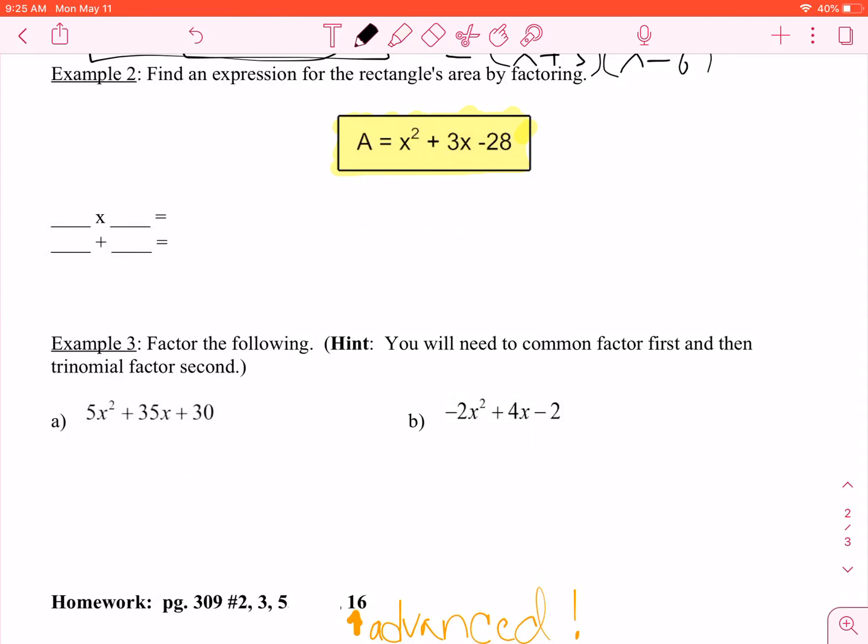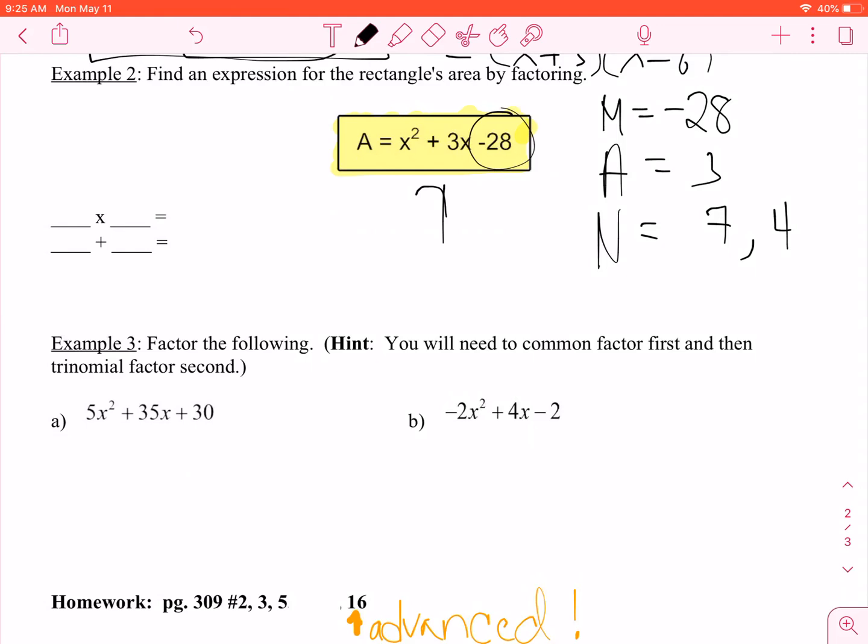Our question reads, find an expression for the rectangle's area by factoring. So in terms of factoring, remember it's the last term, what multiplies to negative 28, and adds to our middle term, which is 3. So we got to think of numbers. What are two numbers that multiply to negative 28 and have a sum of 3? So in this case, 7 and 4 does work. Trying to figure out where to place that negative. If I do negative 7 plus 4, that gives me a sum of negative 3, which is not what I want. But if I do 7 plus negative 4, I get positive 3, which is what I do want.